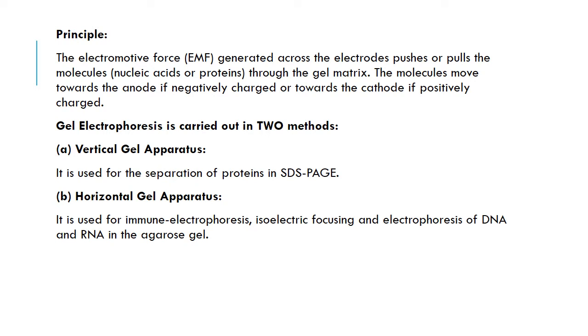is used for immunoelectrophoresis. We can also use it for isoelectric focusing and the electrophoresis of DNA and RNA in the agarose gel. So we should also note where we can use the horizontal and where we can use the vertical gel apparatus, and what we can use it for. Basically, that's what we are supposed to have in mind at the moment.